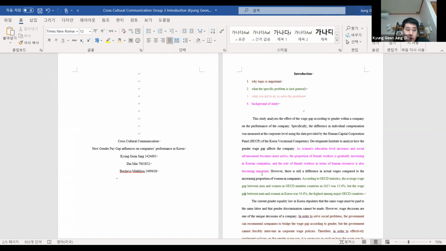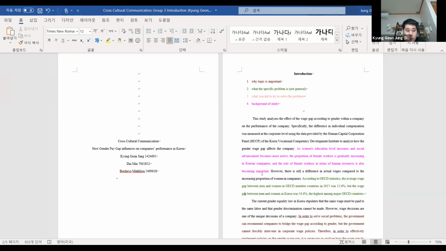To be specific, we are going to use data from the Human Capital Corporate Panel, and we will make a more accurate wage gap proxy by measuring the difference in residual of wage regression after controlling all individual characteristics, rather than simply using the total wage gap. And we assume that the research will show that as the gender wage gap within a company decreases, the firm's performance increases.